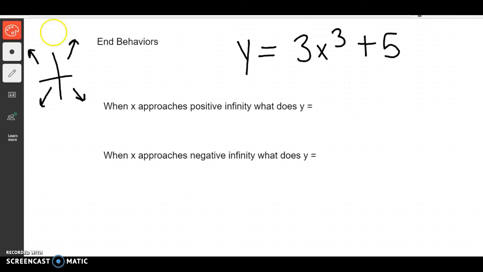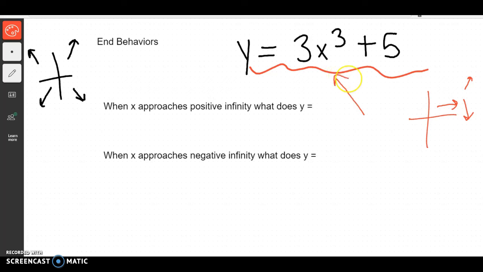So let's say I've been given this function over here, and I want to know what it does as x approaches infinity. As I go this way, what happens with my y's? Do they go up or do they go down forever and ever? So what you do is you take a really, really big number and you plug it in for x and see if the result is positive or negative.